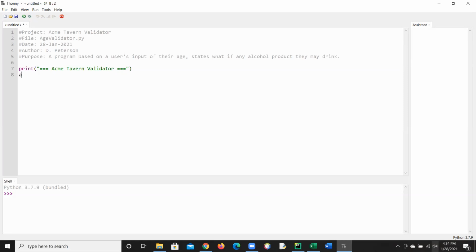And then age will be equal to an int input.